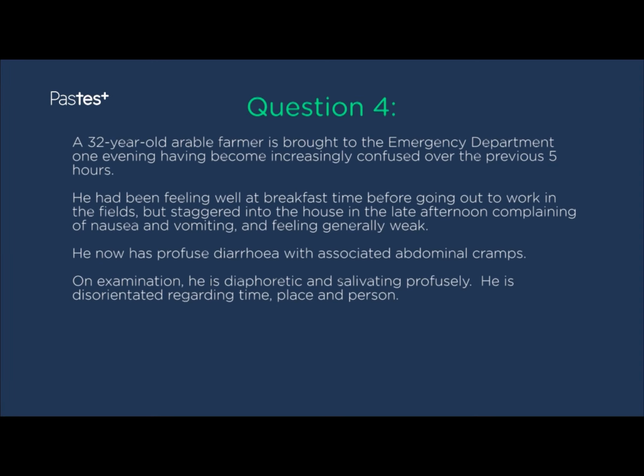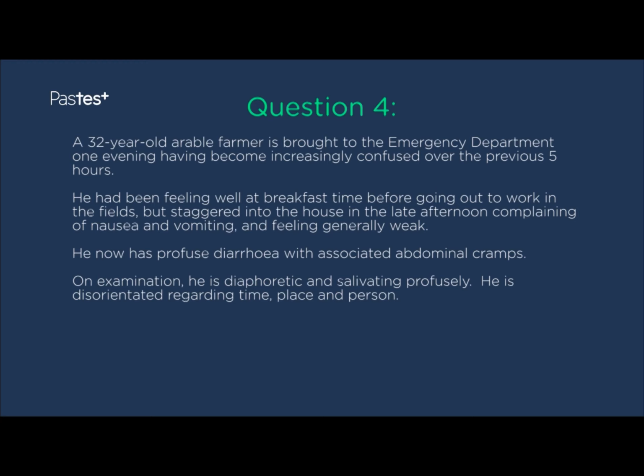Let's now consider another toxin in question number 4. A 32-year-old farmer is brought into the emergency department one evening after becoming increasingly confused over the previous 5 hours. He has been feeling well at breakfast before going out to work in the fields, but staggered into the house in the late afternoon, complaining of nausea and vomiting and generally feeling weak. He now has profuse diarrhea and associated abdominal cramps.